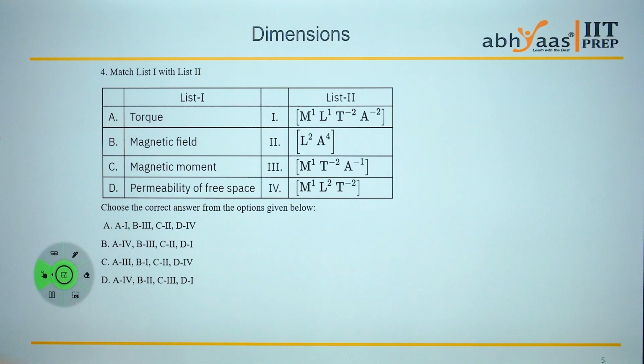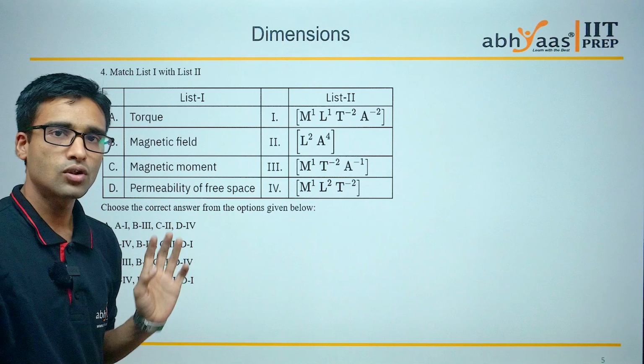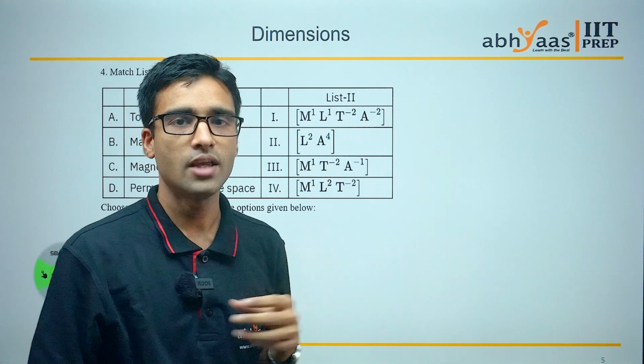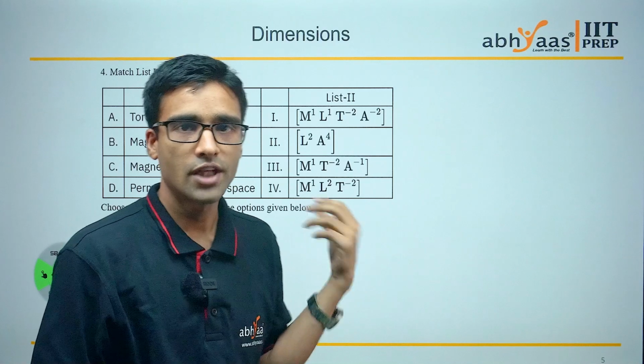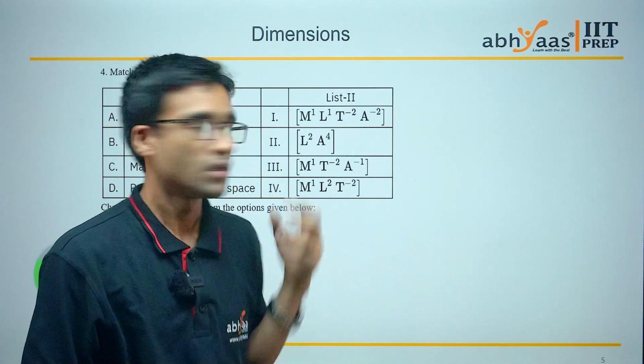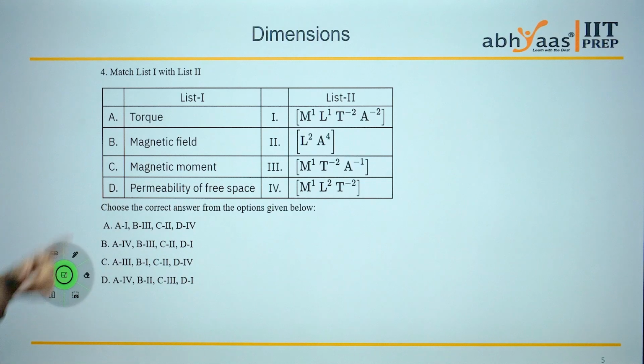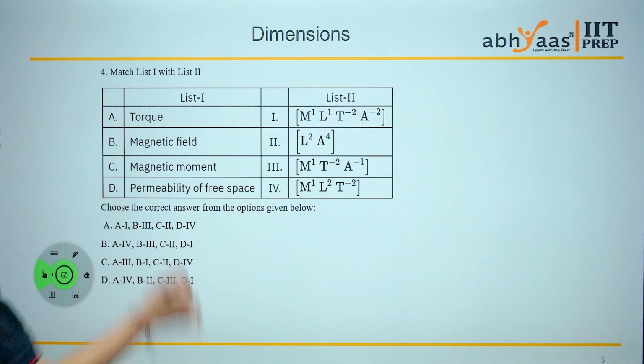Okay. Now coming to the fourth question. These models will come in every JEE Mains question paper. We have statement 1, statement 2, at least one question, and another one is match the following. If you see the first one, it is the same dimensions topic only.